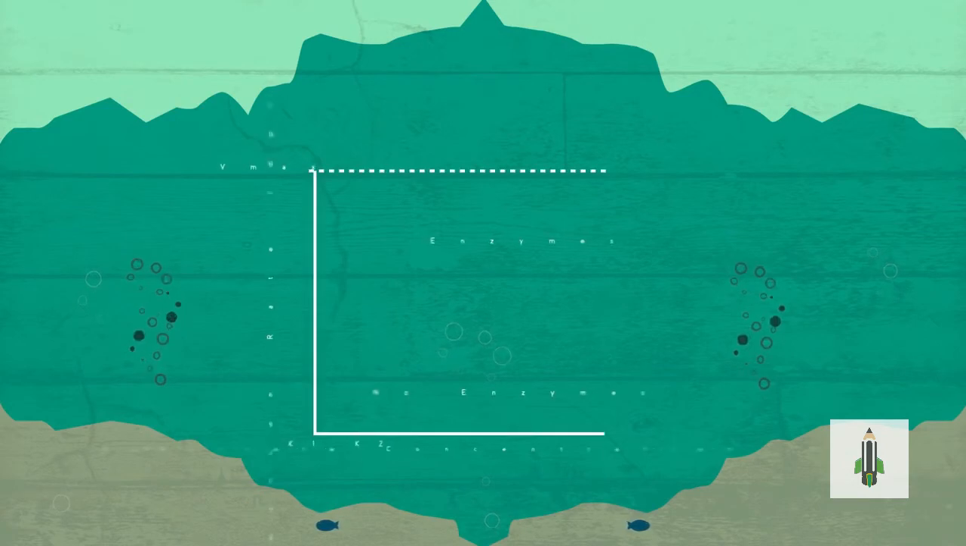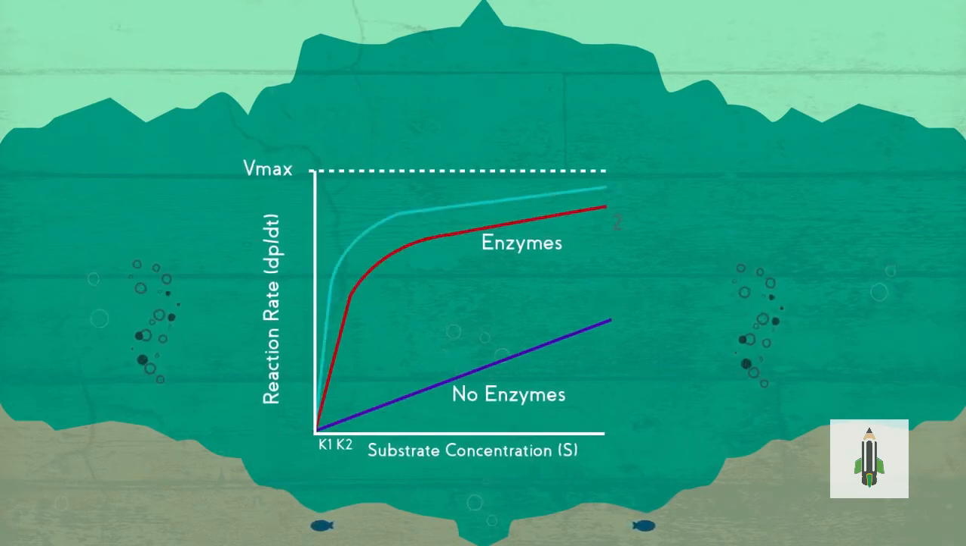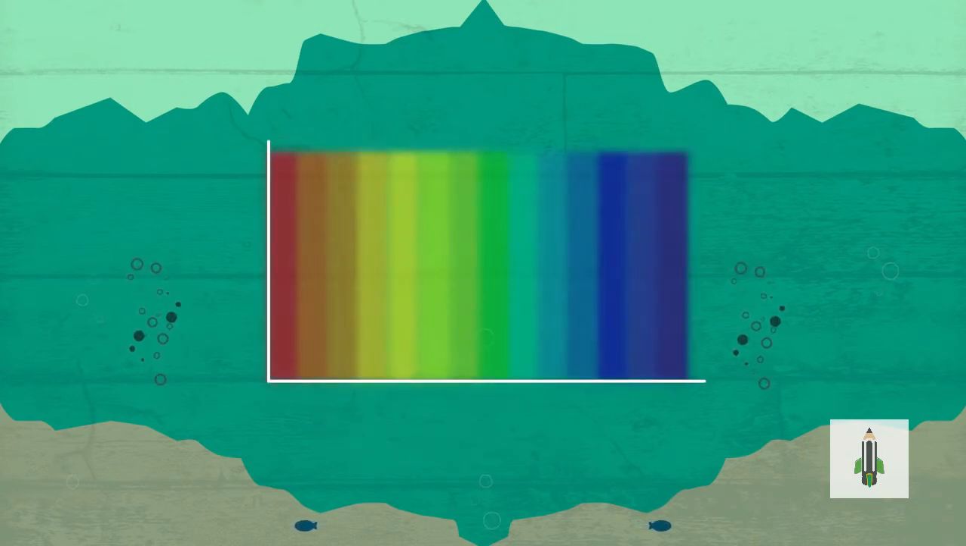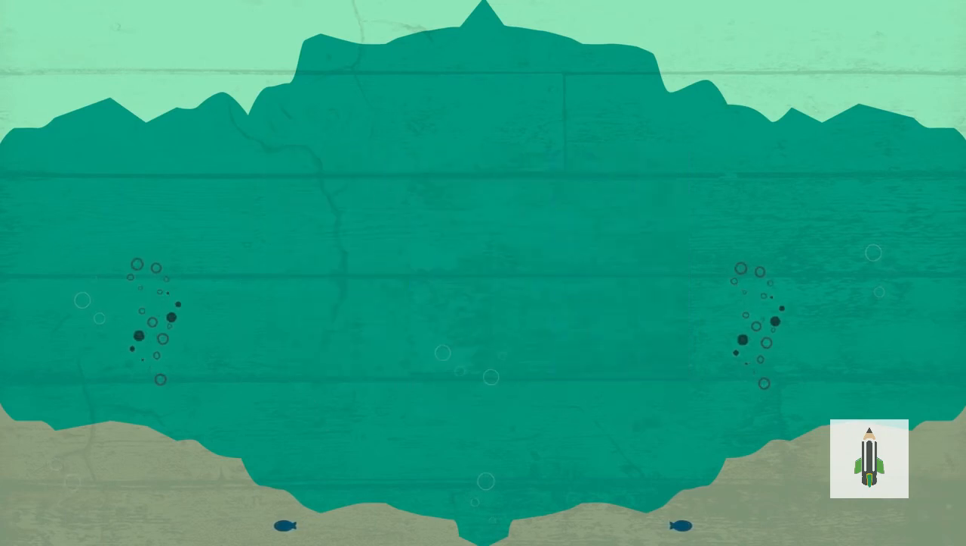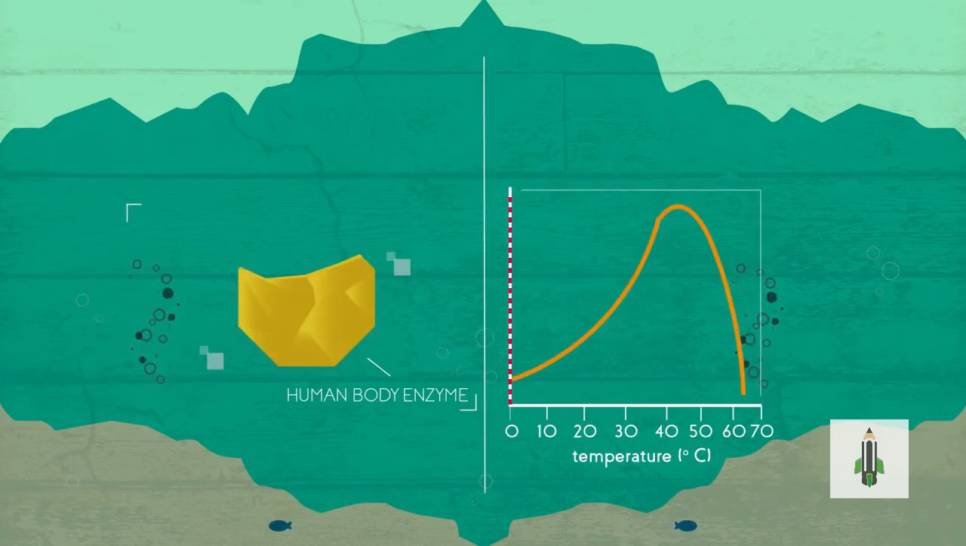So, from this video, you should know that enzymes have optimal conditions under which they operate. Different enzymes have different preferred conditions, with some preferring acidic conditions and others preferring alkali conditions. Temperature is also an important factor, with most enzymes having an optimal temperature of 37 degrees and then denaturing above that.